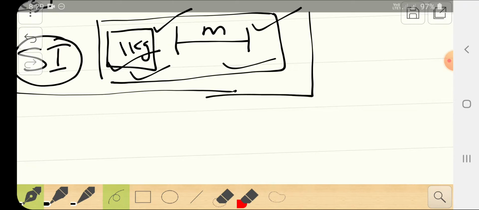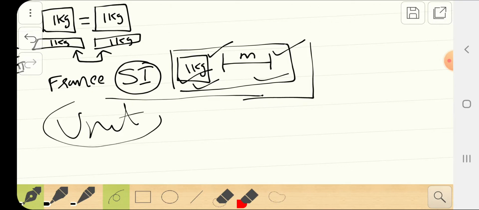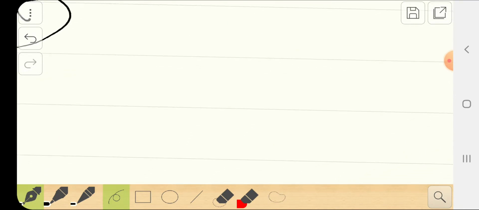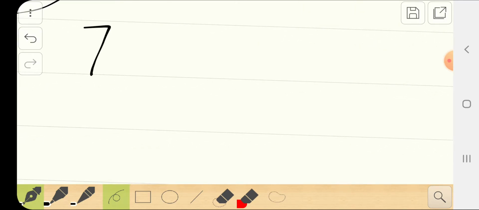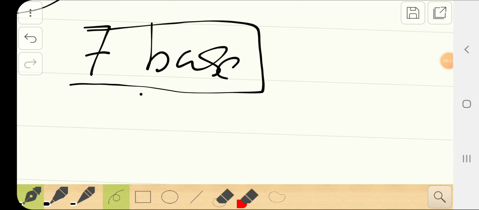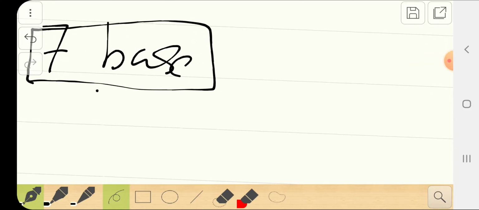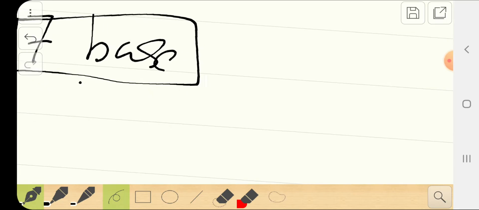Now in the SI unit system, there is a system of units, and that unit system comprises units for everything. So you have 7 base units. You can compare these 7 base units, and these 7 base units form the fundamental basis of everything in our universe.